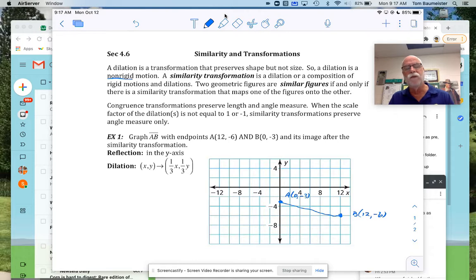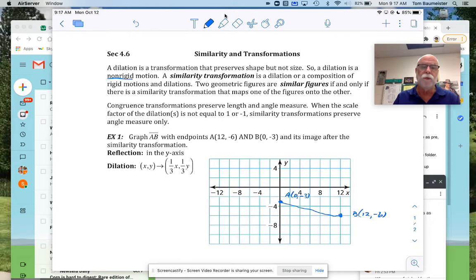Remember, if it's 2 or negative 2, right? It's going to be a dilation. If it's 1/2 or negative 1/2, it's going to be a dilation. The negative would actually make it a reflection. And we'll see that here in this first example.